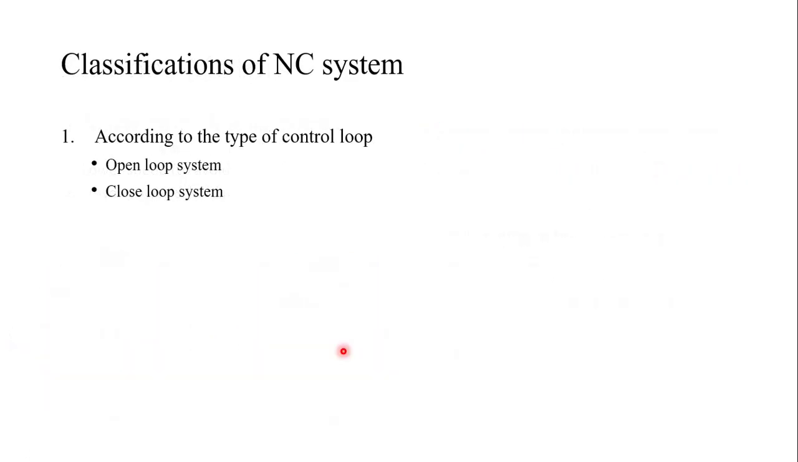Next is the classification of NC systems. What does classification mean? It means how many types of numeric control systems are available. There are many classifications. The first classification is according to the type of control loop, that is, how you are controlling it. There are two types of control loop: the open loop system and the closed loop system.